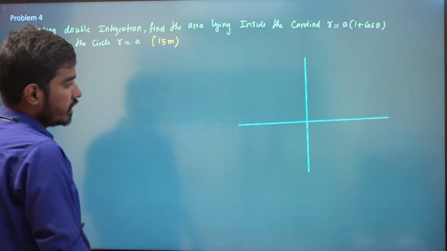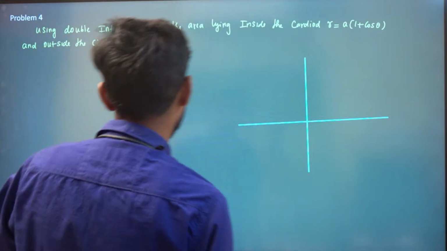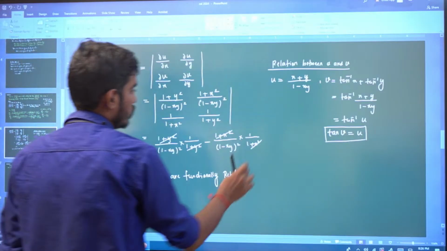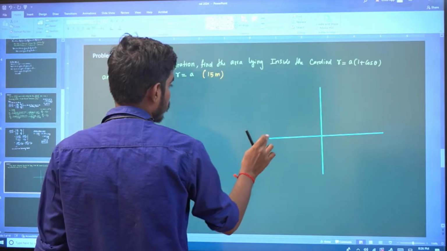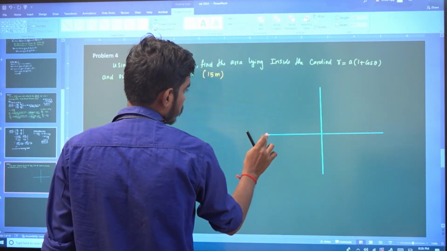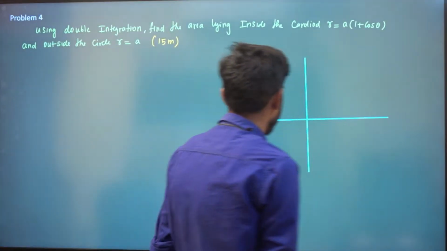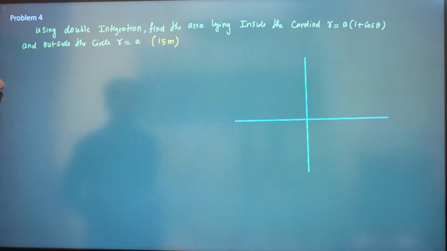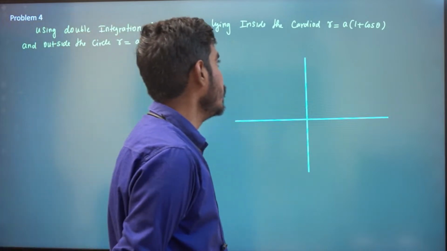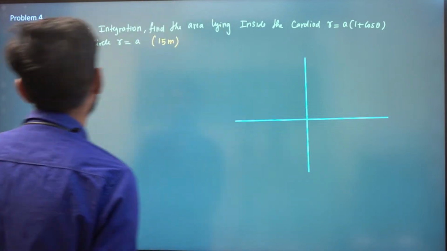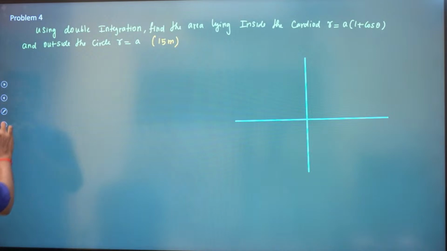Okay. So using integration, find the area lying inside the cardioid r is equal to a into 1 plus cos theta, and outside the circle r is equal to a.